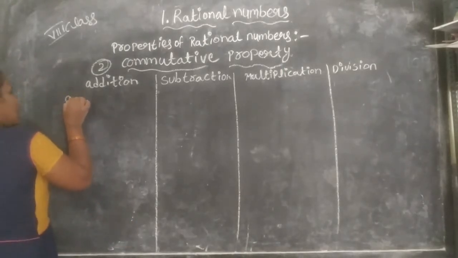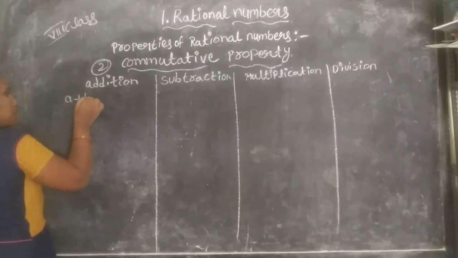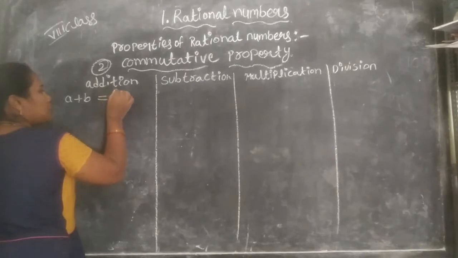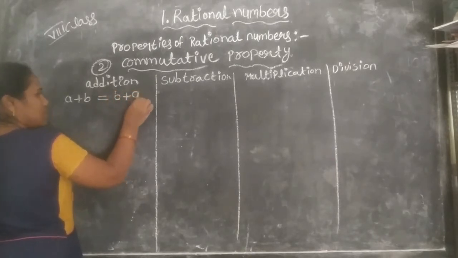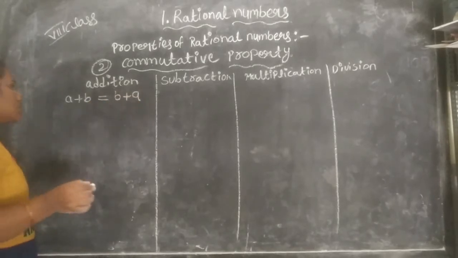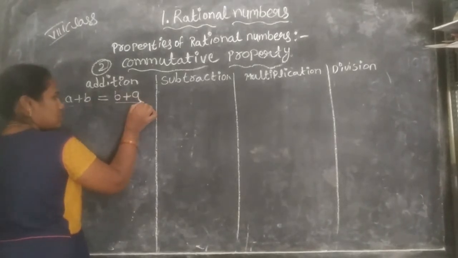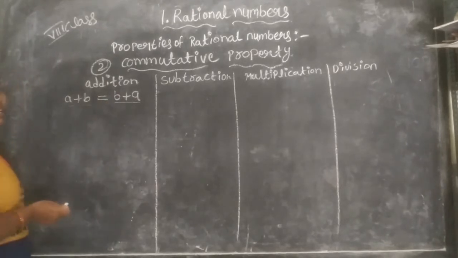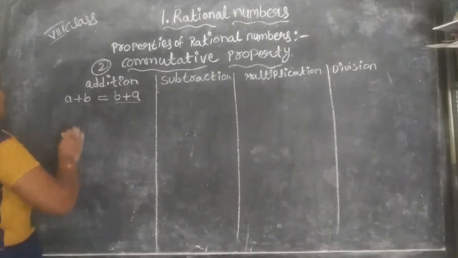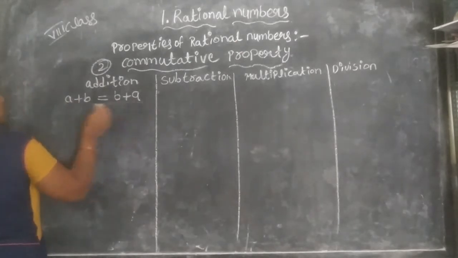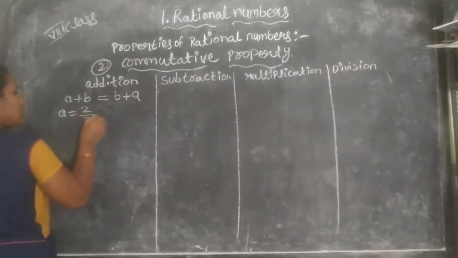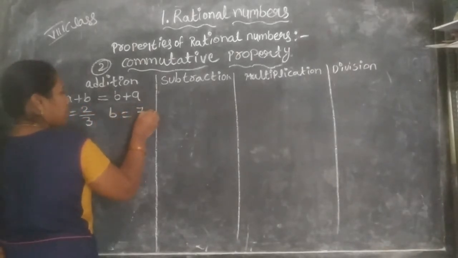A plus B equal to B plus A, just reversing the digits only. So this answer and this answer should be equal for numbers to be commutative. So check it once. I am taking A as 2 by 3 and B as 7 by 2.